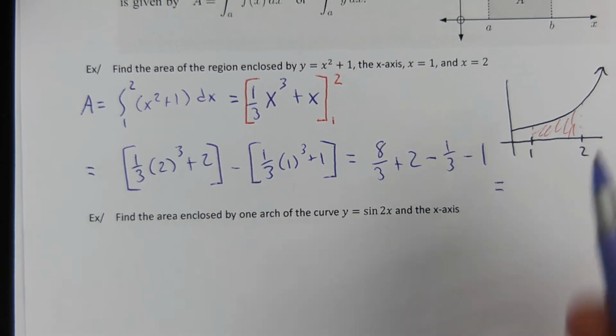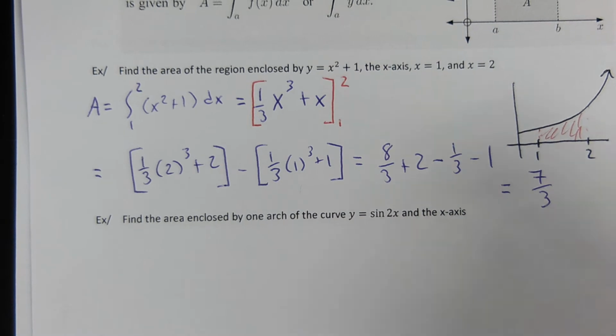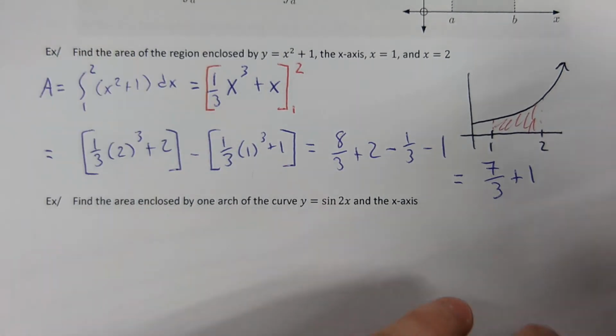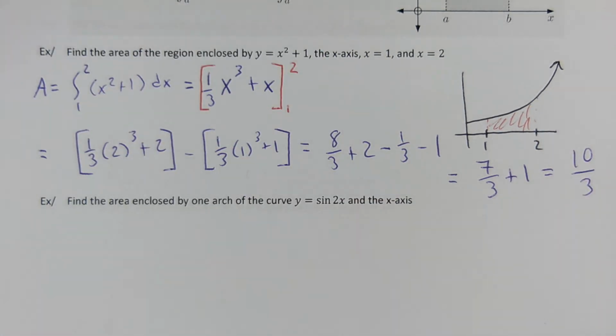8/3 minus 1/3 is 7/3. And 2 minus 1 is positive 1. And if we call 1 3/3, we get 10 over 3 is the area under the curve between the lines x equals 1 and x equals 2. That wasn't too bad, was it?